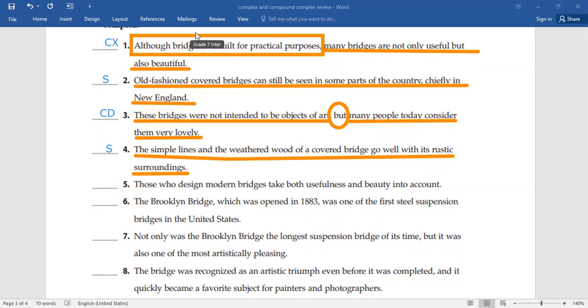Complex. Great. Complex. Can you give me the independent and the subordinate, please? Where's the independent clause, Marwa? Those take both usefulness and beauty into account. Where's the subordinate clause, Marwa? Who design modern bridges? Great.